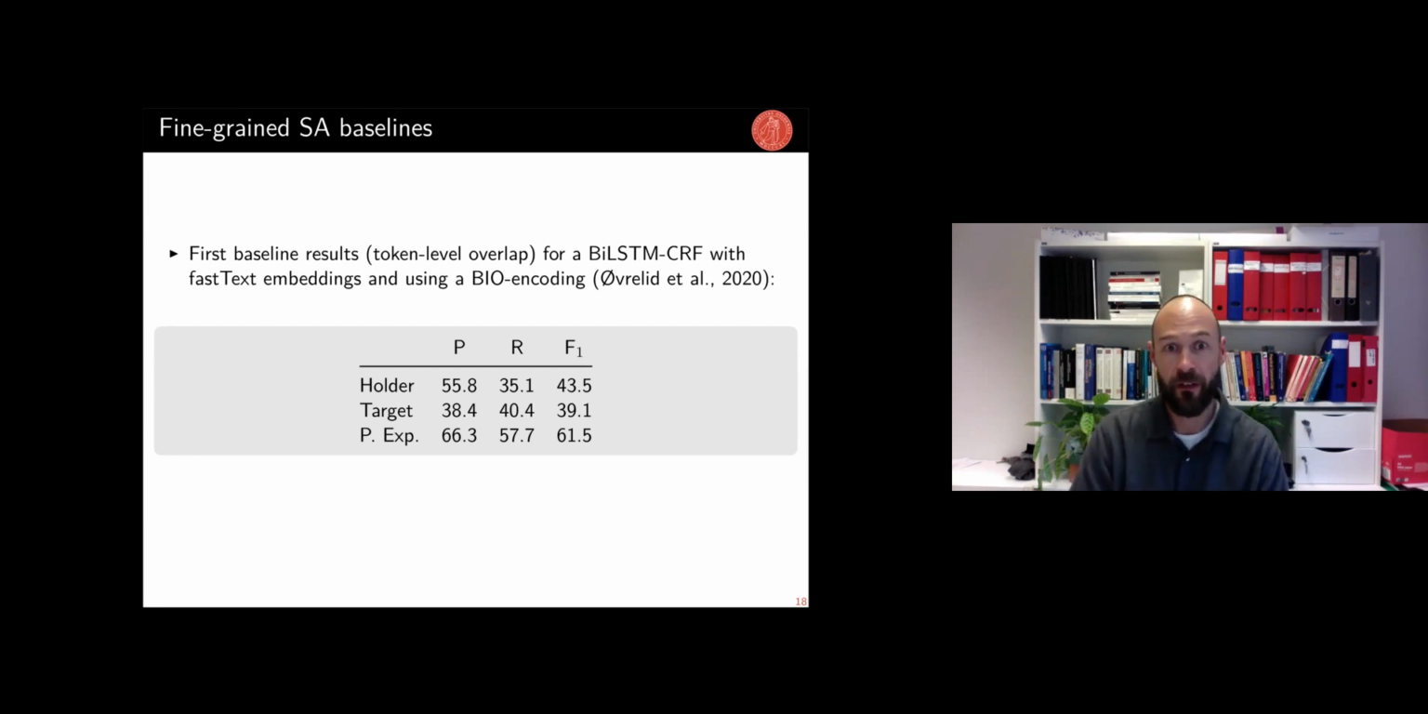I'll turn to embeddings soon. Reporting F-scores for all of these different labels separately, so the holders and the targets and the polar expressions. And again, we see that they are certainly learnable. But again, it's a very challenging task, and we want to work more on trying to bring these results further up. And one important part of that will be to use something else than the so-called fastText embeddings. And I'll turn to embeddings now soon.